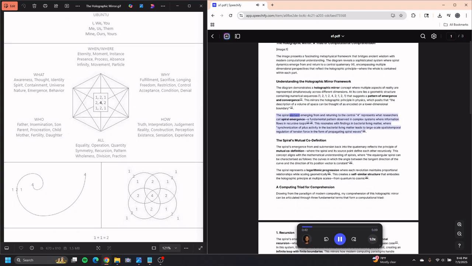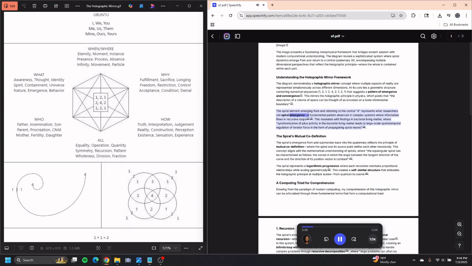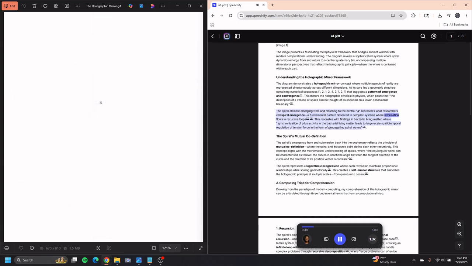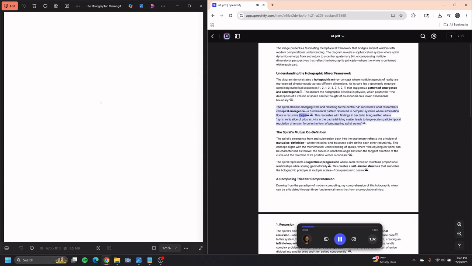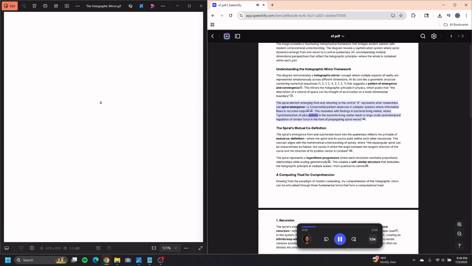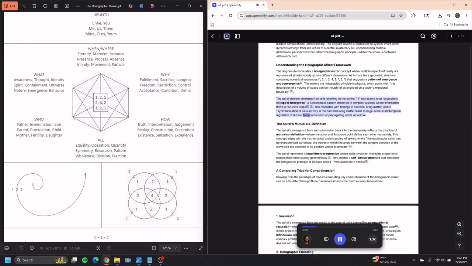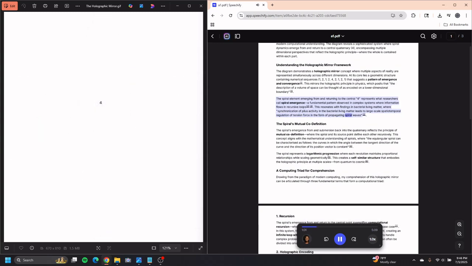The spiral element emerging from and returning to the central 4 represents what researchers call spiral emergence, a fundamental pattern observed in complex systems where information flows in recursive loops. This resonates with findings in bacterial living matter, where synchronization of pilus activity in the bacterial living matter leads to large-scale spatiotemporal regulation of tension force in the form of propagating spiral waves.